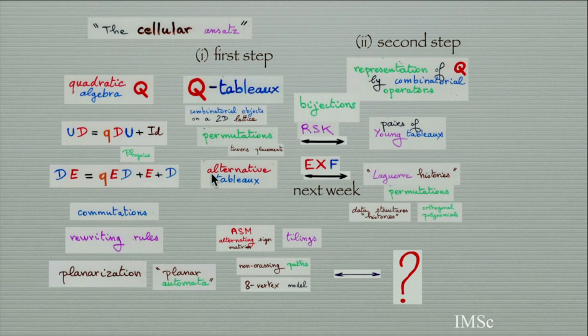And then we will see exactly that there will be a representation of the quadratic algebra with combinatorial operators, a representation totally different from the representation for RSK. This representation will involve, we will go through the beautiful garden of orthogonal polynomials, permutations, Laguerre histories, data structures in computer science. And there will be a bijection which will automatically have local rules. So everything will work here. This will be the second main example. This is totally open.